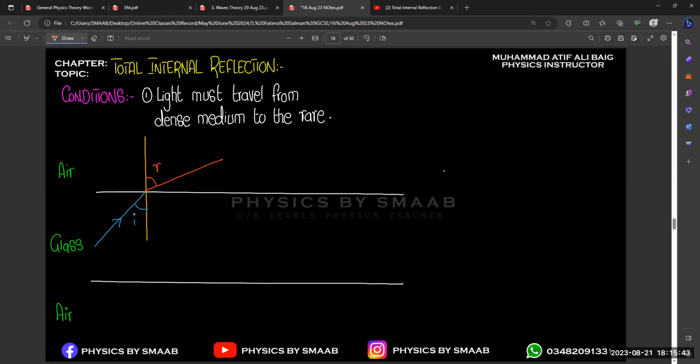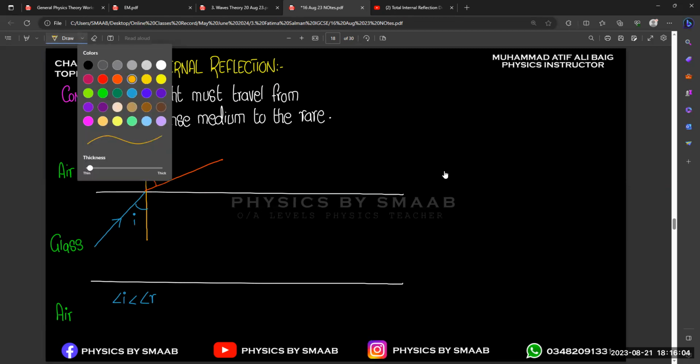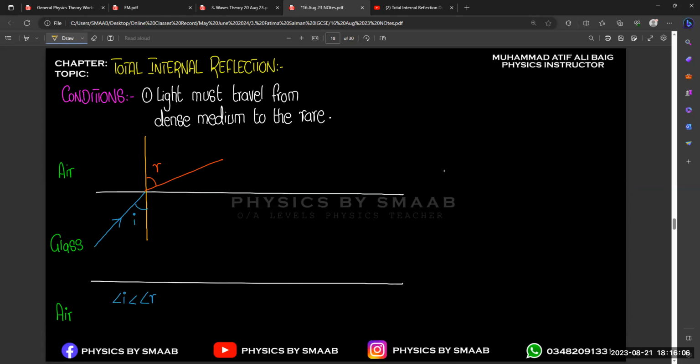So in the first situation, we can say that the angle of incidence is less than the angle of refraction, because that is the basic situation. And let's suppose we further increase the angle of incidence, so then what will happen?